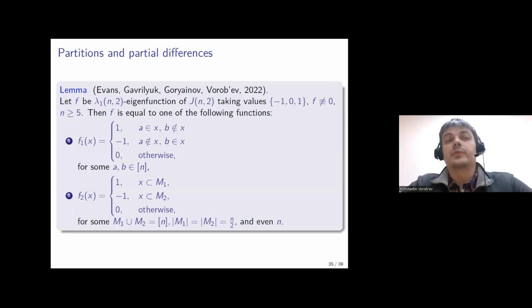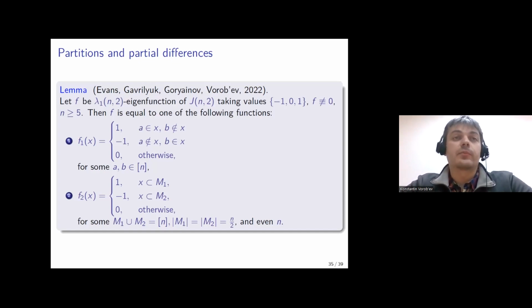So let f be a lambda 1 and 2 eigenfunction of J(n,2), taking values -1, 0, and 1. If f is not identical to the 0 function and n is at least 5, then f is equal to one of the following functions, up to multiplication by -1. So here we have functions of two types.